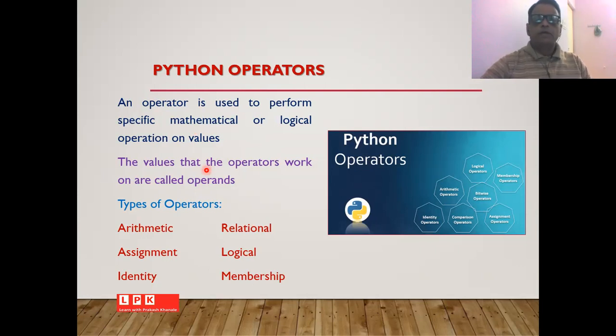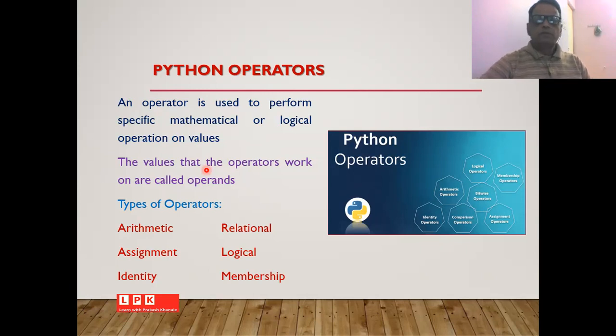Some of the operators are unary operators, in which case there is only one operand, and some of the operators are binary operators. They operate on two operands. So whenever there are two operands, such operators are called binary operators, and whenever there is only one operand, such an operator is called a unary operator.